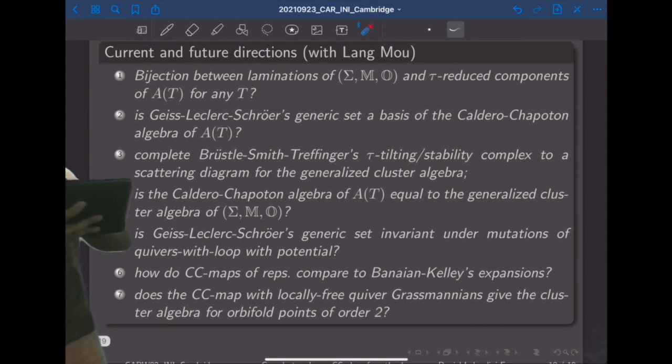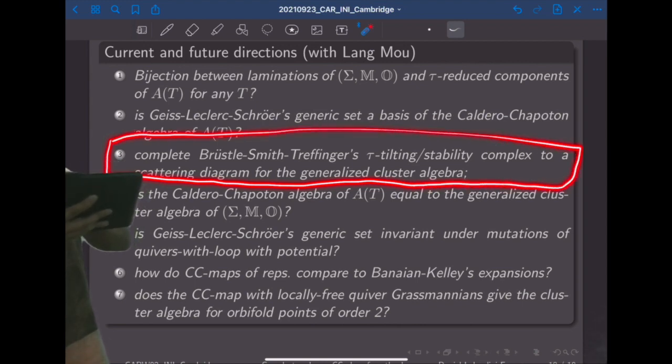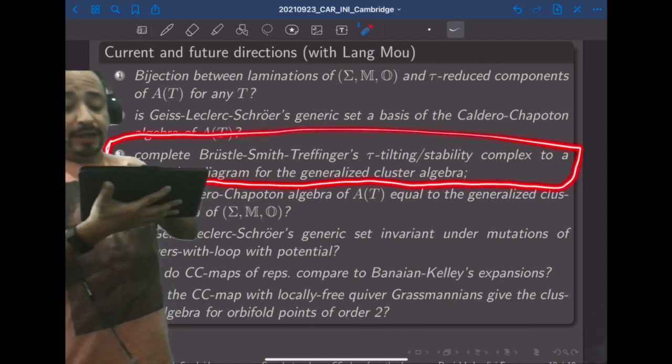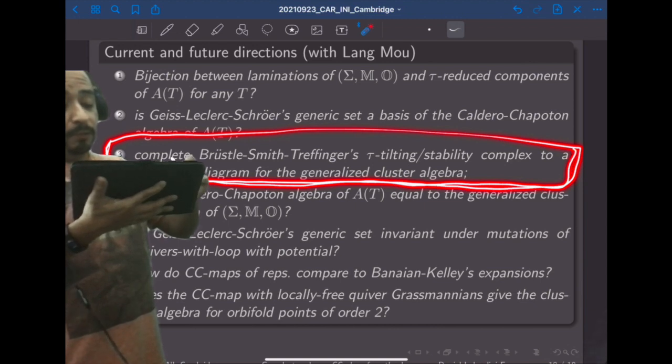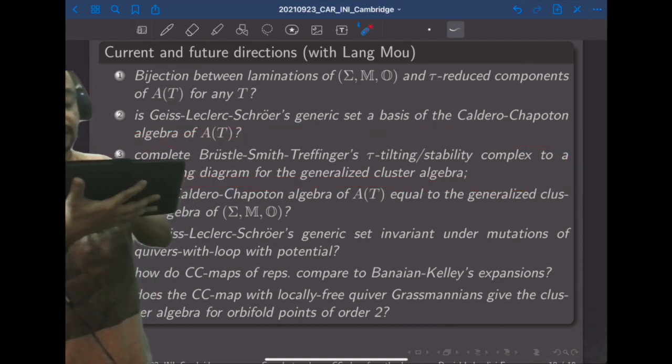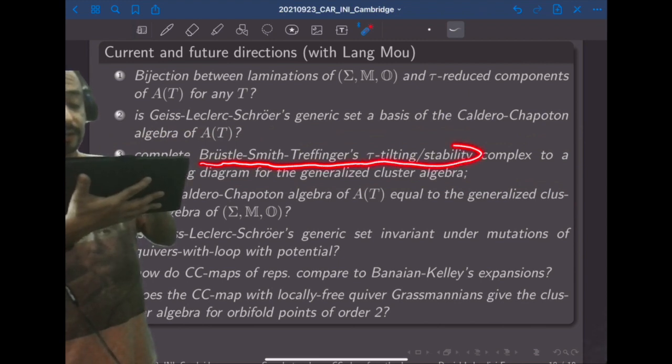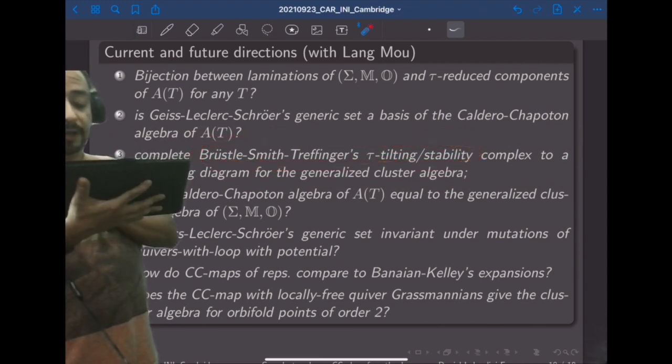And finally, last but not least, we think we can complete Bruce-Smith-Treffinger's tau-tilting stability complex to a scattering diagram.